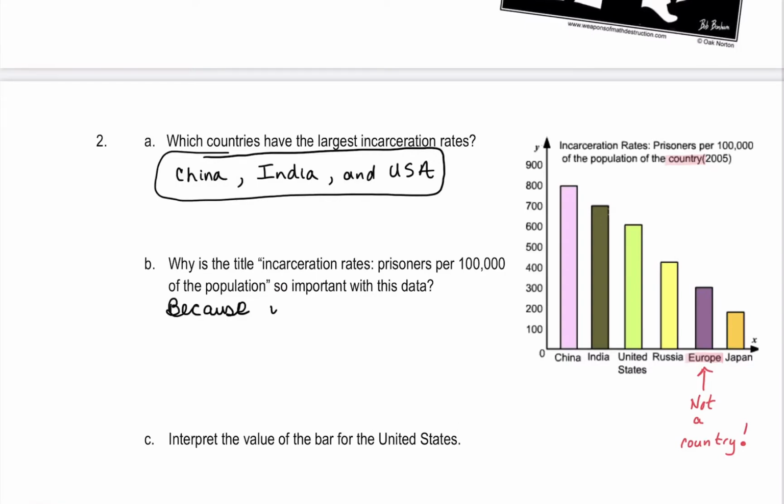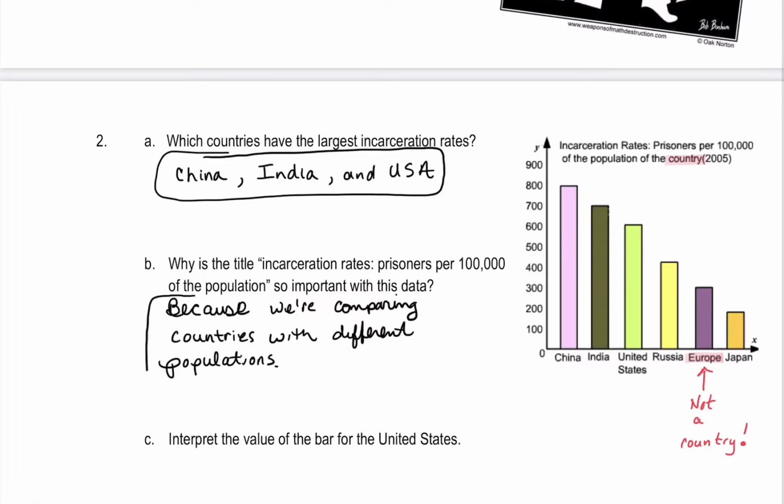So the reason is because we're comparing, in this case, what they're calling countries, they also throw in the entire continent of Europe, but because we're comparing countries with different populations. So when we're comparing countries of different populations, we need to look at a rate to kind of level that playing field. So you might be tempted to look at China, India, and the United States and think, well, yeah, they're going to have a lot. They're big countries. But that is not what's going on here, because this has already taken that into account by looking at incarceration rates.